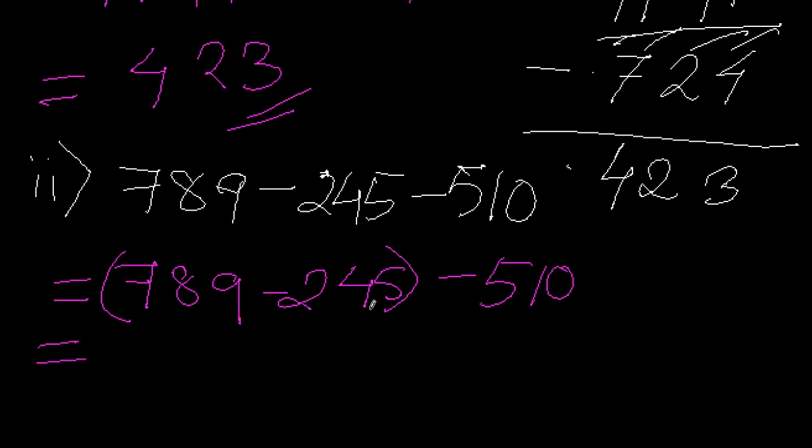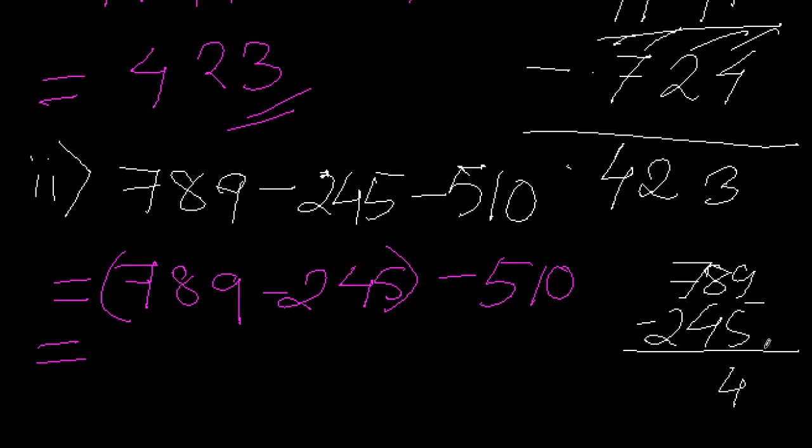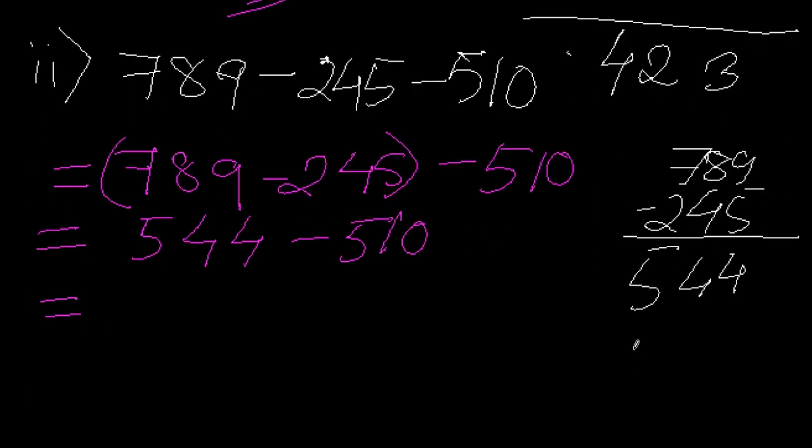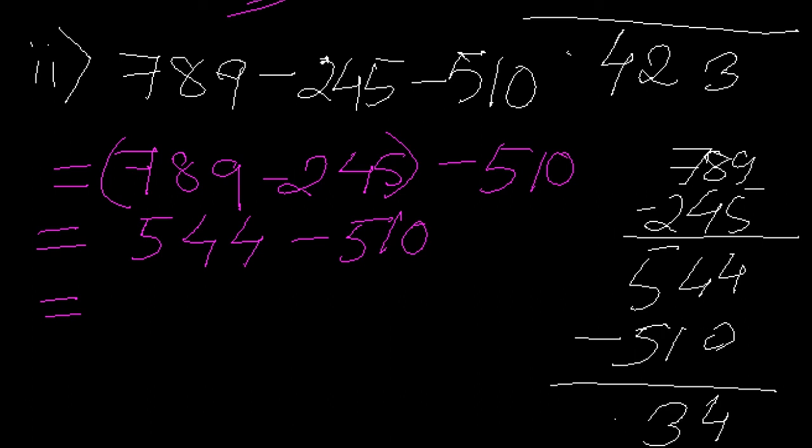How much does it come? Let me check in the rough area. It is 789 minus 245. How much will it give me? 9 minus 5 will give me 4. Then 8 minus 4 will give me 4. 7 minus 2, that is 3, 4, 5, 6, 7, 5. So I've got here 544. And then I have this minus 510. Now I need to subtract 510 from this result. How much will that come? 4 minus 0 is 4. 4 minus 1 is 3. 5 minus 5 is 0. So my answer is 34.